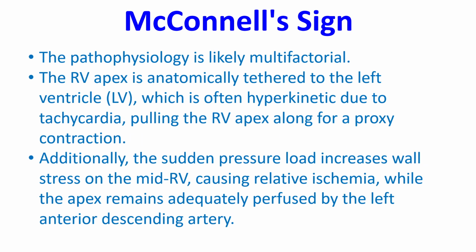The pathophysiology is likely multifactorial. The RV apex is anatomically tethered to the left ventricle, which is often hyperkinetic due to tachycardia, pulling the RV apex along for a proxy contraction. Additionally, the sudden pressure overload increases wall stress on the mid-right ventricle, causing relative ischemia, while the apex remains adequately perfused by the left anterior descending coronary artery.